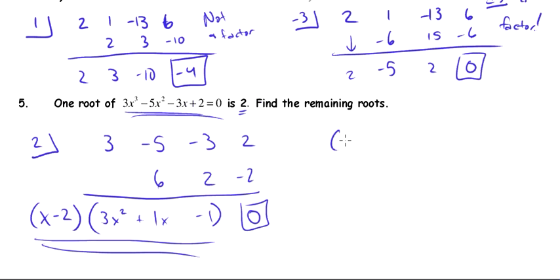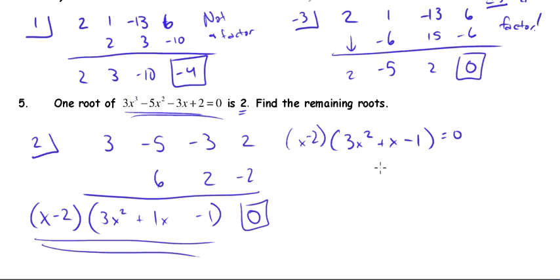Now if I have 3x squared plus x minus 1 equals 0, and there's still that x minus 2 out front, although we're just not using it at the moment. This part right here is a quadratic, and you have ways for solving quadratics. Let's go ahead and use the quadratic formula.